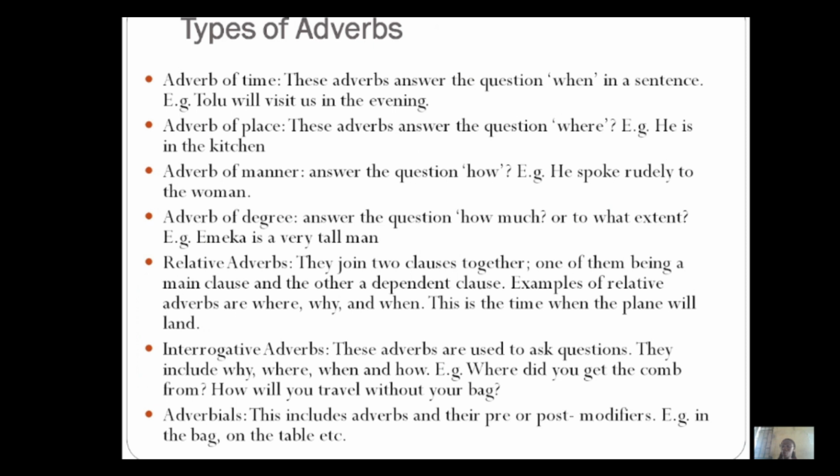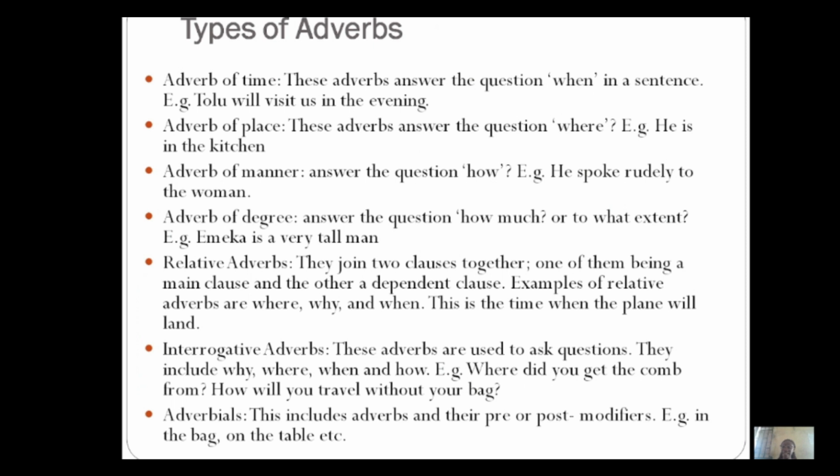Emeka is a very tall man. So Emeka is a very tall man. Very there is an adverb of degree. We also have relative adverbs. What they do is that they join two clauses together. Examples of relative adverbs are where, why, and when.